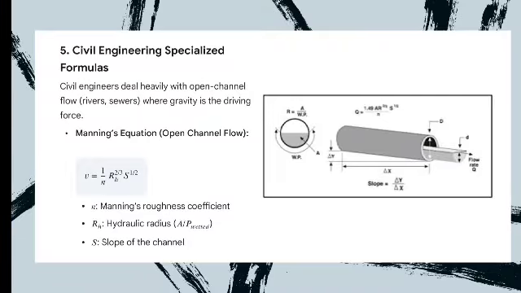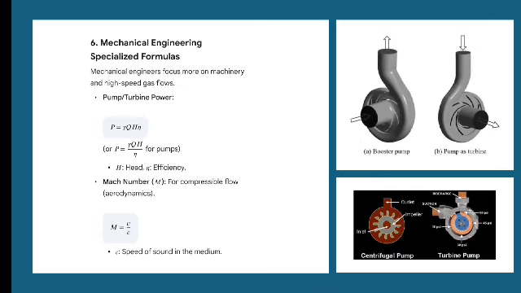Civil engineering specialized formulas are Manning's equation, that is for open channel flow, V equals to 1 by n, Rh power 2 by 3, S power 1 by 2. S is the slope of the channel, Rh is a hydraulic radius, n is Manning's roughness coefficient. Mechanical engineering specialized formulas like pump and turbine powers, Mach number, etc.